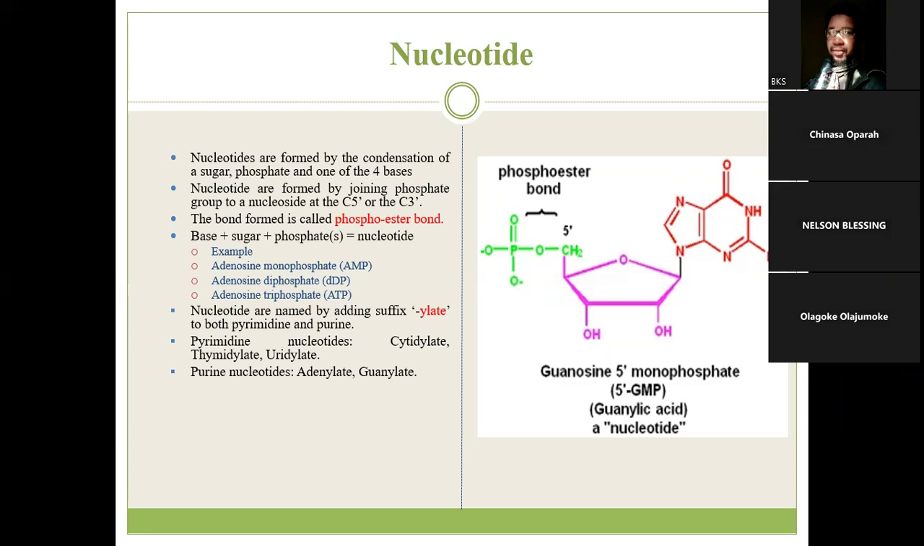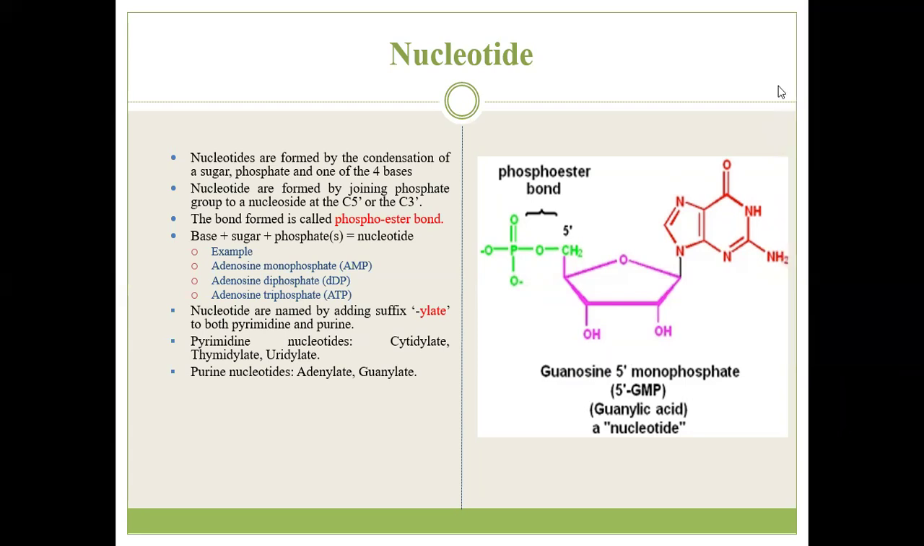Okay, now let me repeat what I said with regard to the nucleotide. Now you understood what is the nucleoside. A nucleotide is when you attach a phosphate group to a nucleoside. Now the phosphate can be attached in two different places. It can be attached to carbon 3 of the ribose sugar or carbon 5 of the ribose sugar.